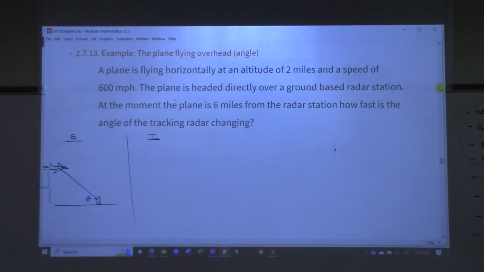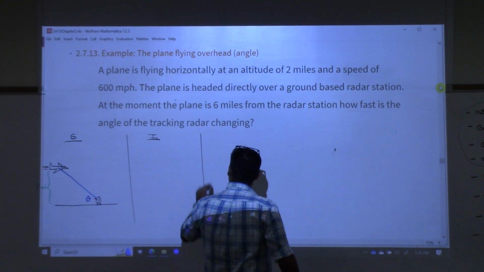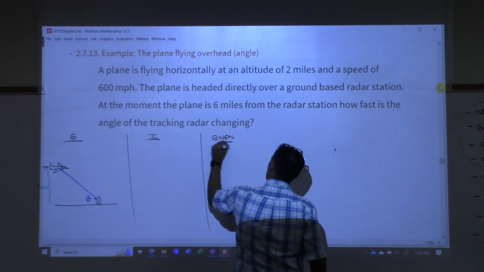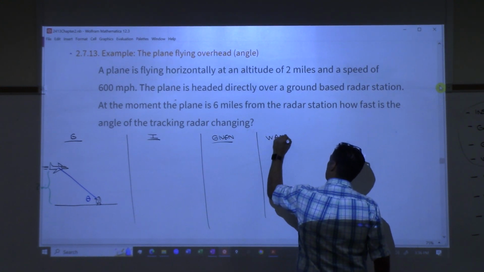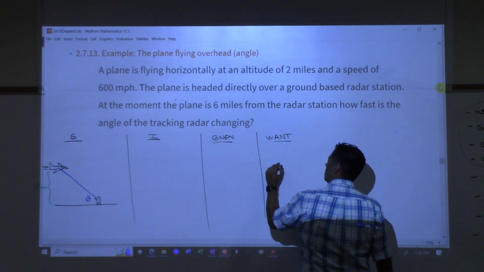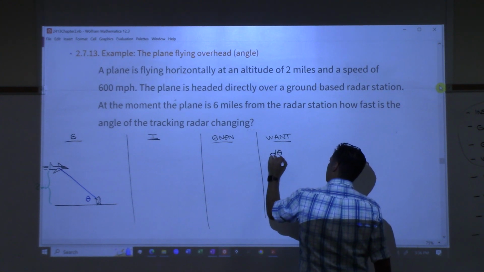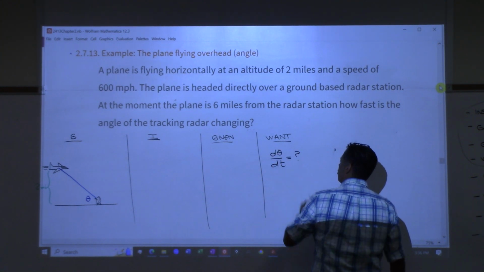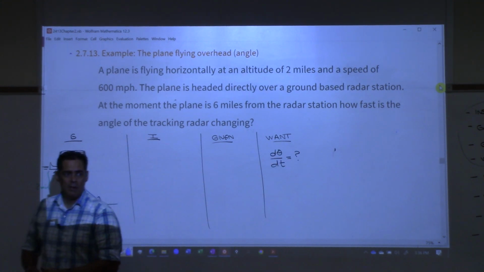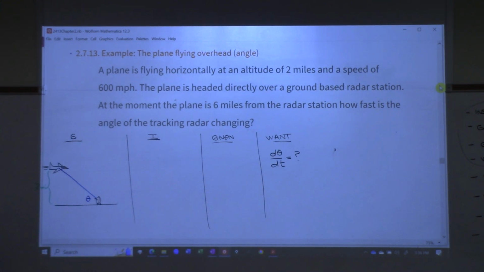Okay. Let me put some other stuff here. I'm given what I want. What do I want? d theta/dt. I want to know how fast the angle is changing, right? I don't want to know what the angle is. I want to know how fast the angle is changing. And when do I want that? At what moment do I want that? At the point in time that the plane is 6 miles from here to here, right?